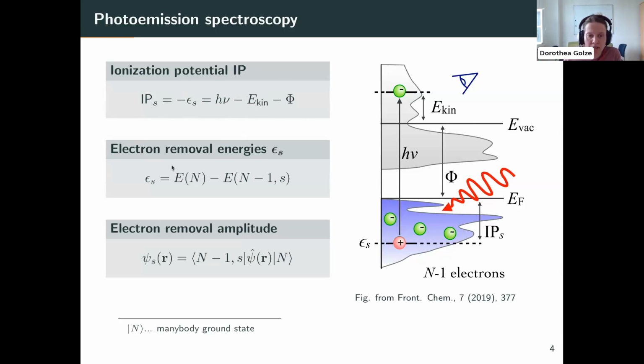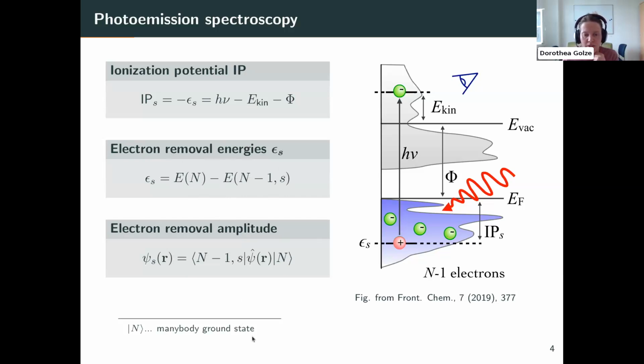So how are they defined? This is here the total energy of the ground state with n electrons, and this energy here denotes the energy of the system with n-1. So I have an electron removed from the state S, and the difference between these energies is then the electron removal energies. This defines the electron removal amplitudes. We will look into them later, just also to have them here on the slide.